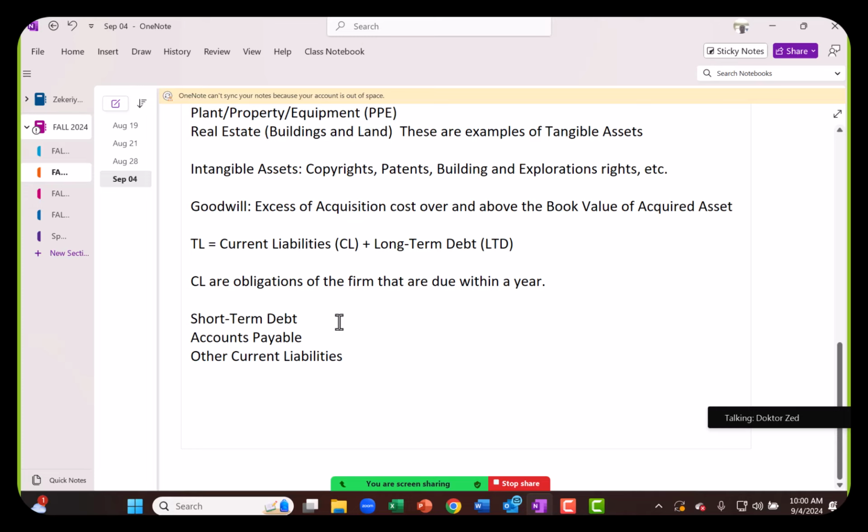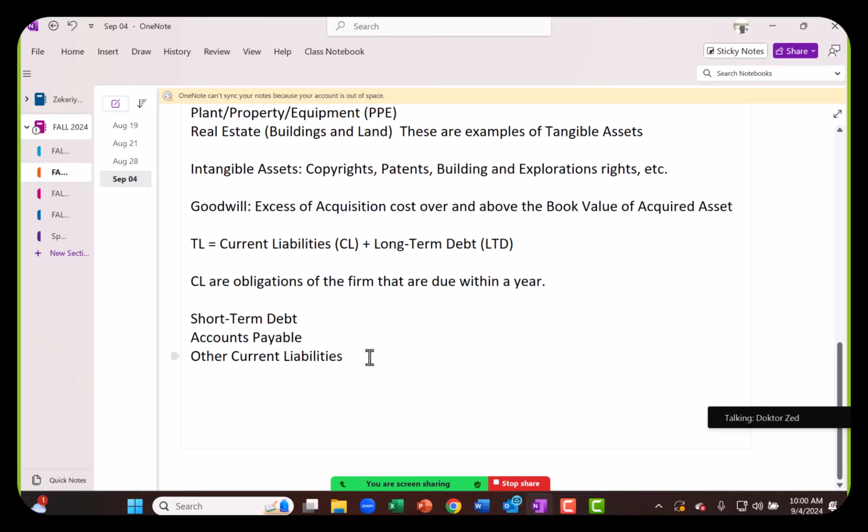These are debt obligations, either short-term borrowing or current payments of the loans, not interest payments, current payments of the loans that are due within a year. Accounts payable, again, these are your trade credits that do not carry interest. If they do, they're called notes payable.